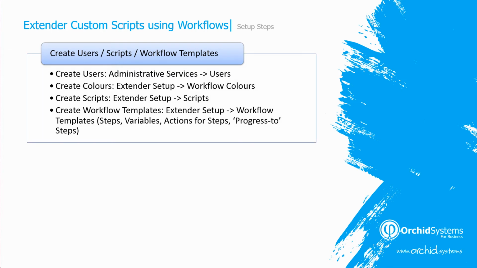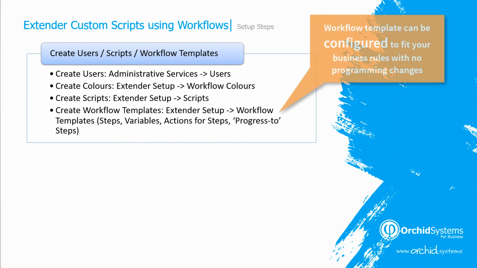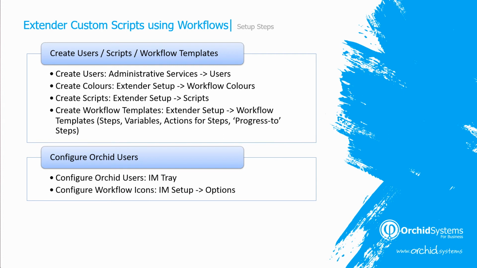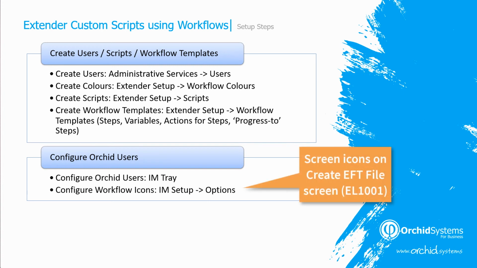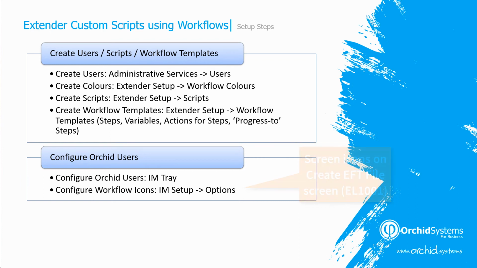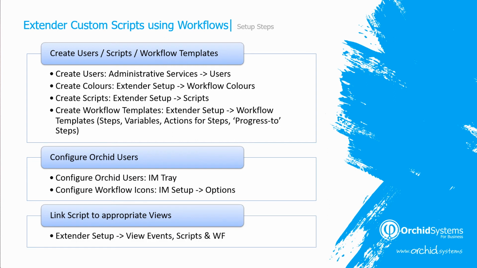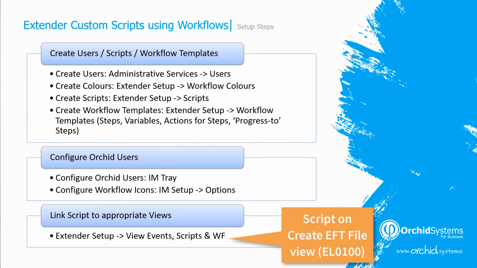We have seen the setup required both for our script and for our workflow templates in order to enforce the create EFT file approval. We had to have administrative services users, we had to have extender workflow colors, we had our extender script to create the workflow instance when the create EFT file was clicked, and we had our workflow template which had the steps that we wanted to follow when the create EFT file was clicked. We also had to configure our ORCID users, both in the IM tray for each and every user that's going to use the console or have access to the workflow icons, and we had to configure which screen we wanted the workflow icons to be around. So EL1001 for the create EFT file. And we also had to link our script to the appropriate view. So we had to link our script to the create EFT file view.